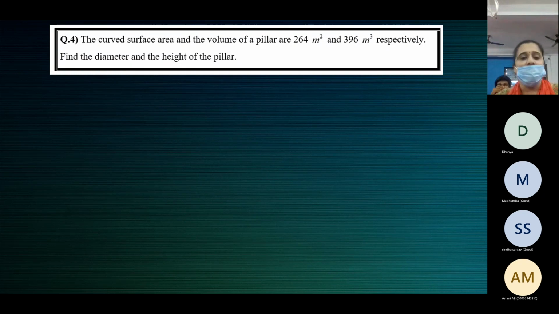The curved surface area and the volume of a pillar are given to you. Find the diameter and the height of the pillar. So again, nothing is mentioned. So it's a cylindrical pillar. See, the pillar can also be cuboidal, but you can see the word diameter there.